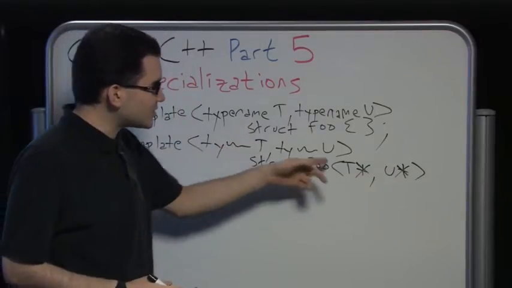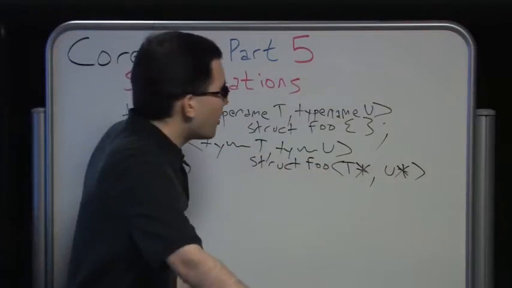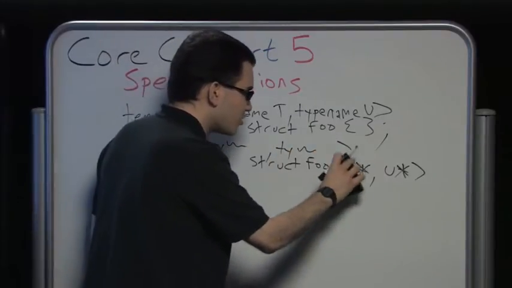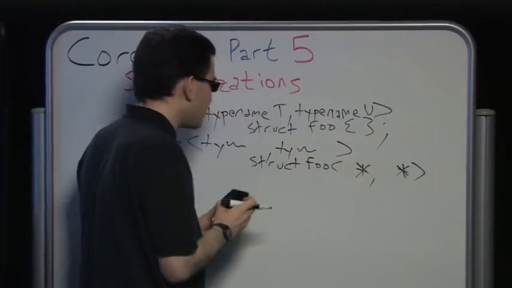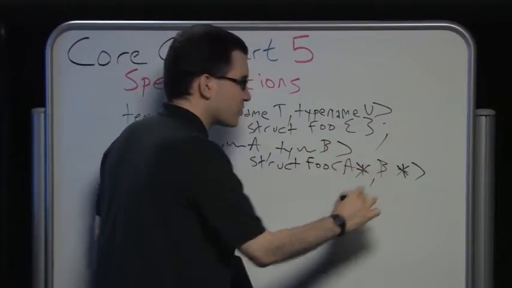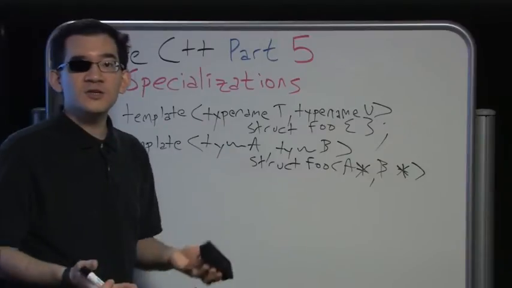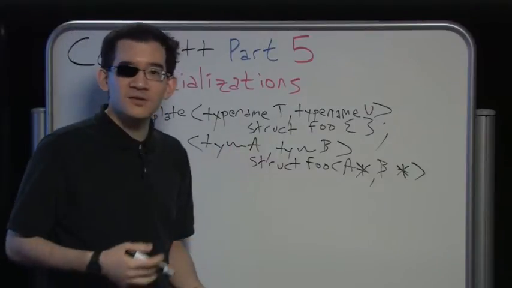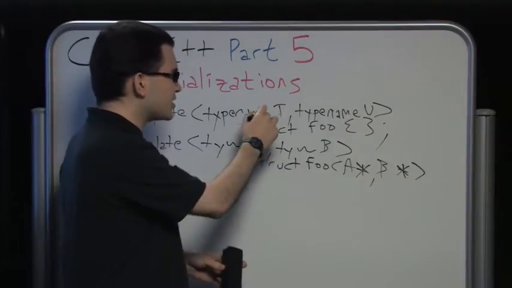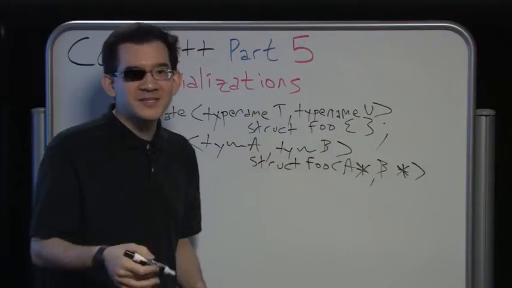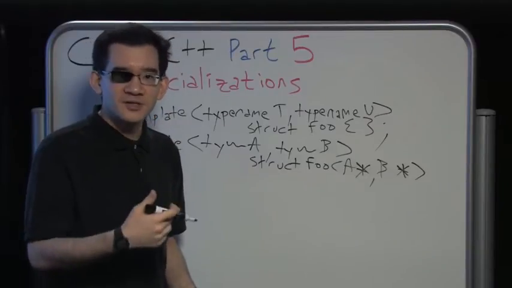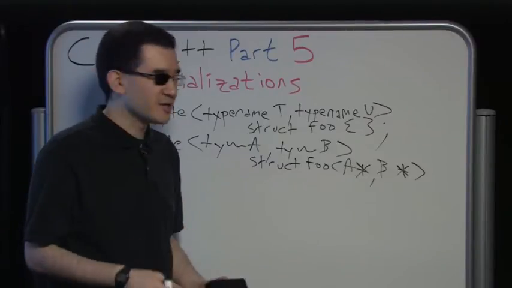The fact that I had said T and U here is not important. It doesn't relate to the primary template. So instead, I could have said A and B. This is exactly the same as far as C++ is concerned. So it's up to you whether you want to use the same template parameter names or different ones. Sometimes I will actually switch between T, U and A, B and X, Y for clarity so I don't get confused when I'm looking at the primary template versus a specialization.